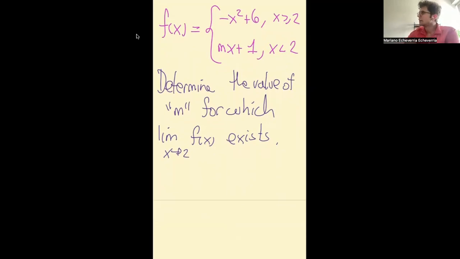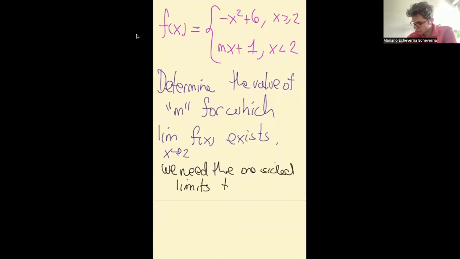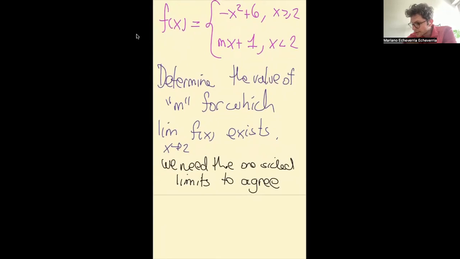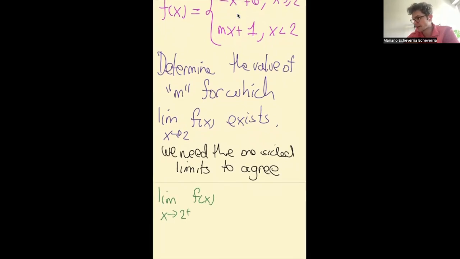So again, in these problems, if you want the limit to exist, what that means is that you want the one-sided limits to agree. So we need the one-sided limits to agree. So let me start with the one from the right. Since you're using values which are bigger than 2, that means that you can use the first definition, the first formula of the function.